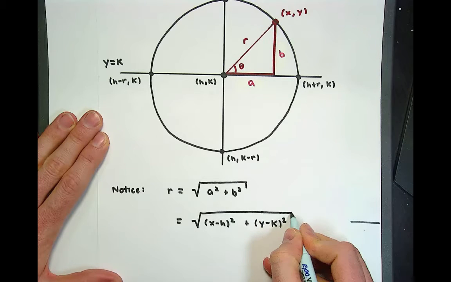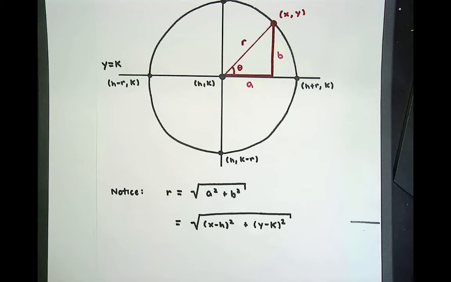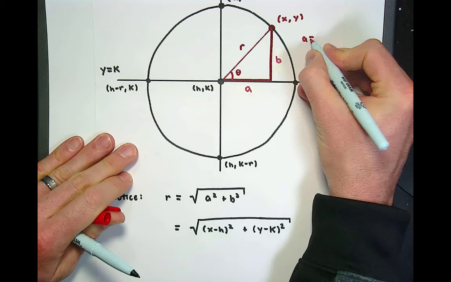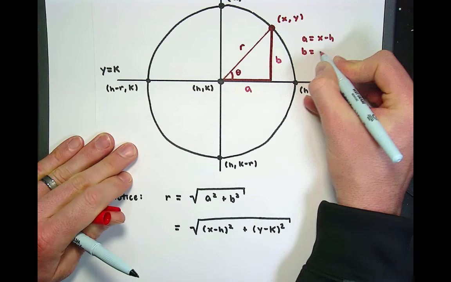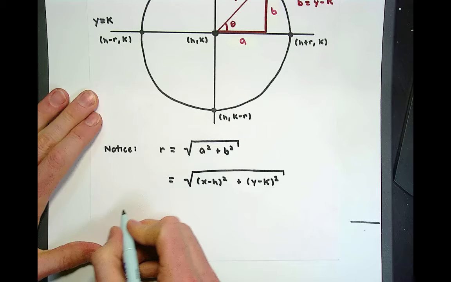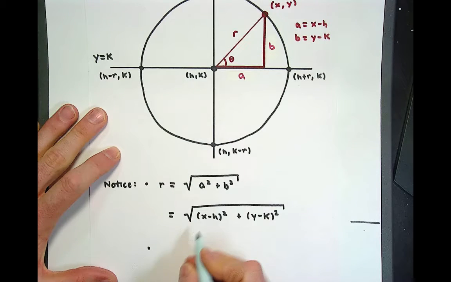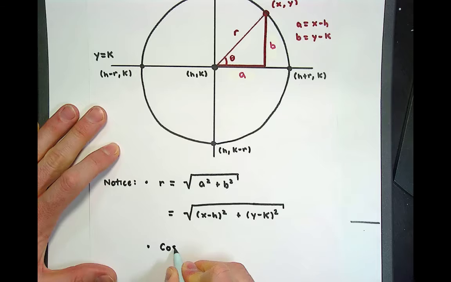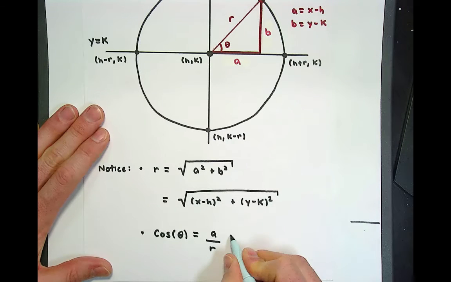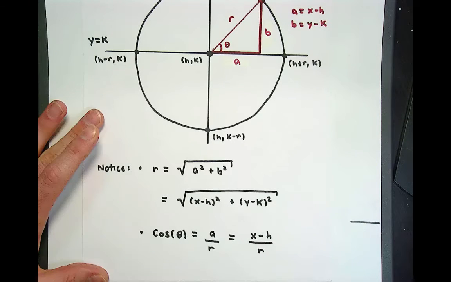And we talked about that in videos from lesson 2, I believe it was. So the whole idea here is that a is x minus h and b is y minus k. That's how we would calculate r. And we have something more here. When we look at the angle theta, we know that the cosine of theta is going to be adjacent a over radius r, which another way to say this would be x minus h over r.